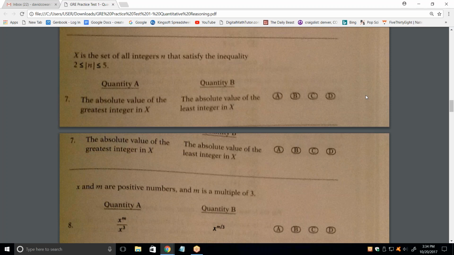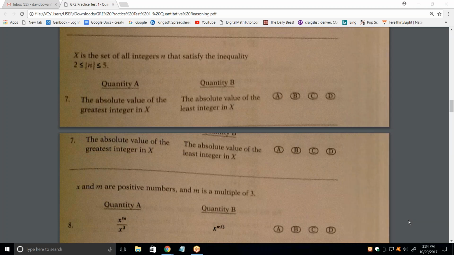Okay, let's look at number 7. I don't know if we're even going to run into any of those hard ones. I think we will, but maybe not today. X is the set of all integers that satisfy the inequality. So tell me what that set of integers is that would satisfy that.